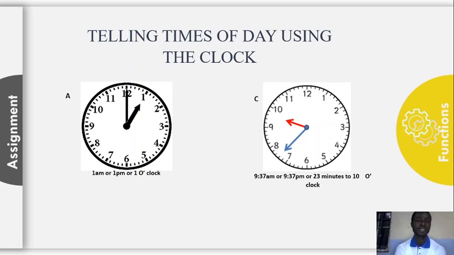Look at the first one. The first one, where is the longer arm positioned? The longer arm is positioned on 12 and the shorter arm is positioned on 1. So what's the time? If it is still dark at night, we say the time is 1 a.m. It is still dark, is it not? We say it is 1 a.m.